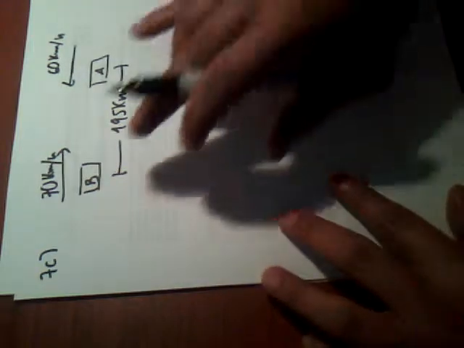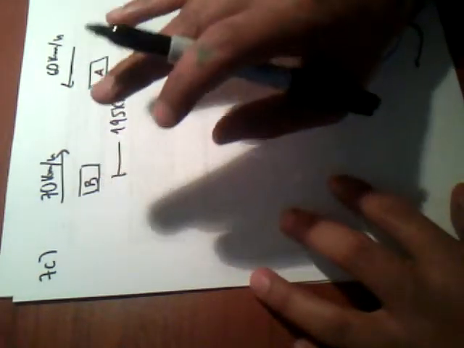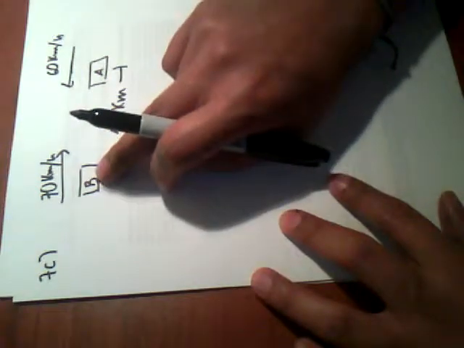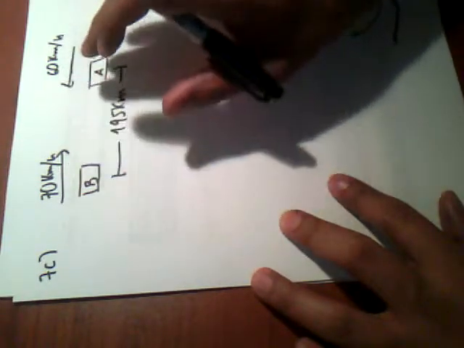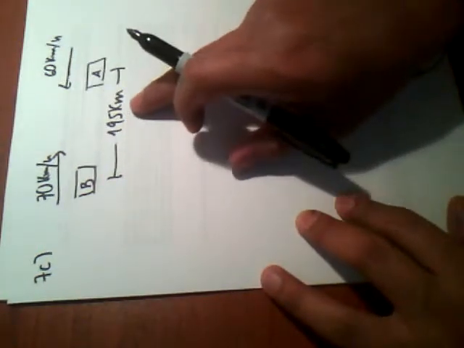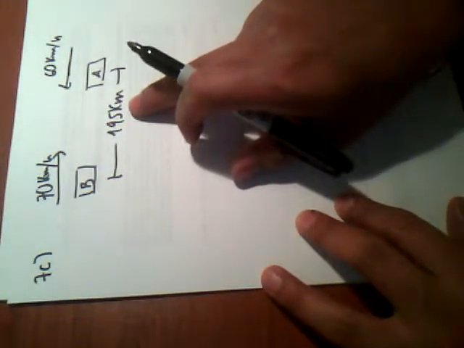Okay, this is question 7, part C. Again, the same two trains. We already explained that train B has to be on the left and train A has to be on the right, so they meet at some point. The question in this part is: if the trains are 195 kilometers apart, how long will they take to meet?